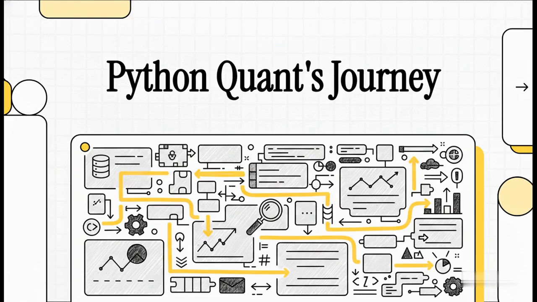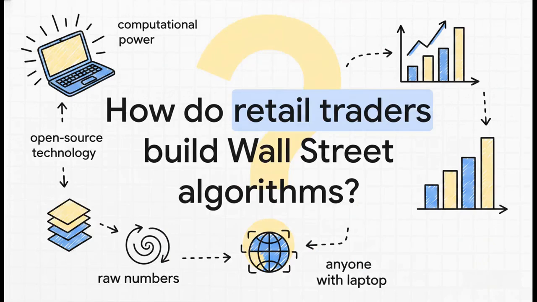We are going to organize that chaos and trace the exact chronological real-world workflow of a financial developer. You know, it all really comes down to one incredibly compelling question. How exactly do everyday retail traders build the exact same automated algorithms used by Wall Street quantitative hedge funds? The secret is simply that the playing field has been completely leveled by open-source technology. The exact same computational power and mathematical models used by the big institutions, they're available to anyone with a laptop.